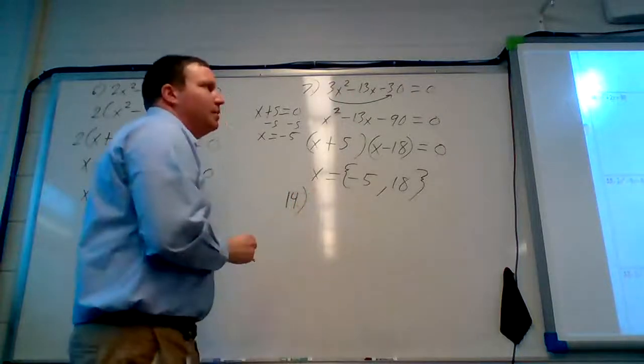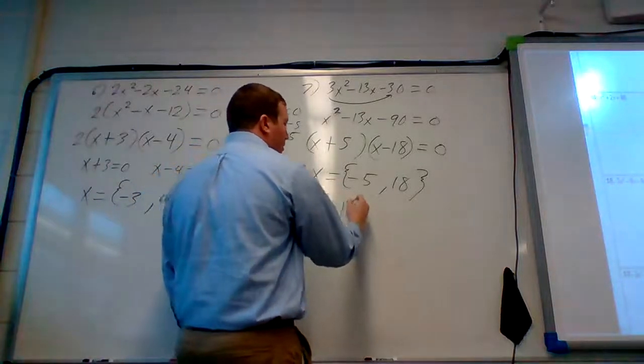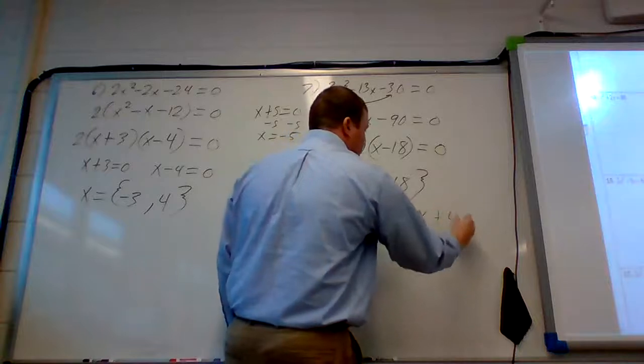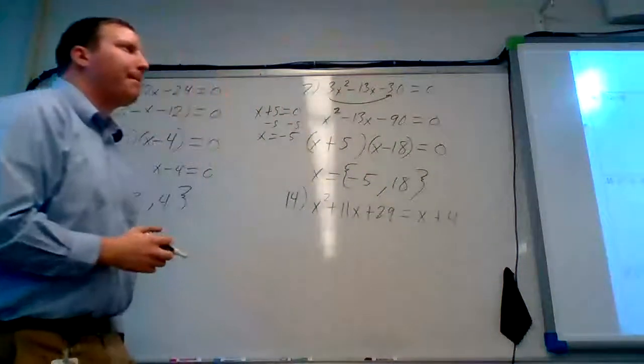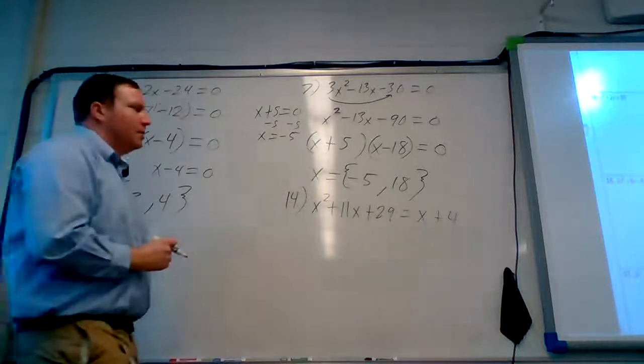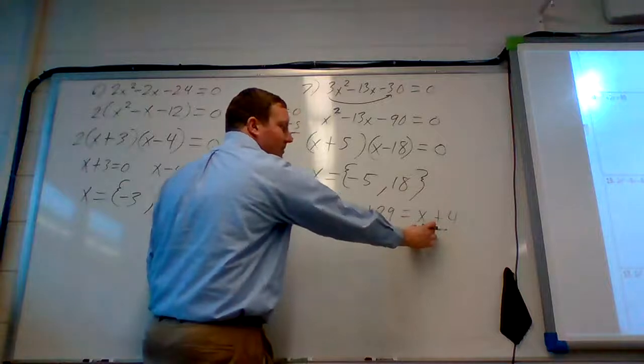Number 14, we've got x squared plus 11x plus 29 equals x plus 4. Will we do the slide and divide? I don't know yet. We're going to have to find out. In this case, first we need to move our x and our 4.